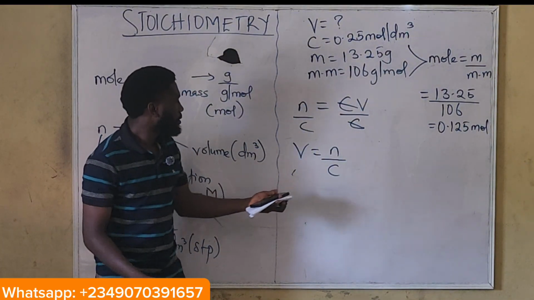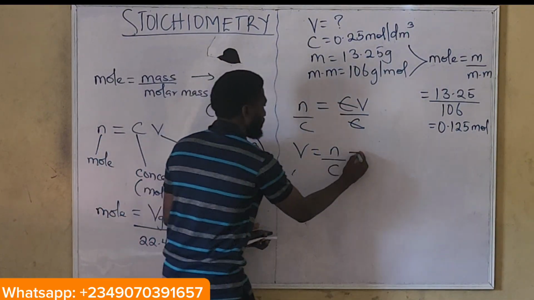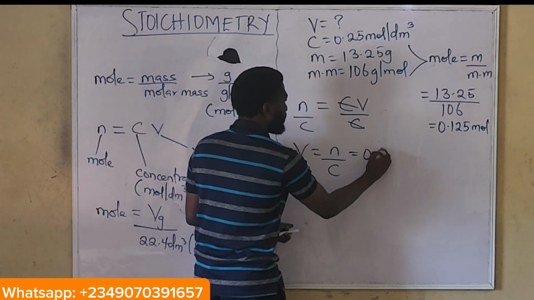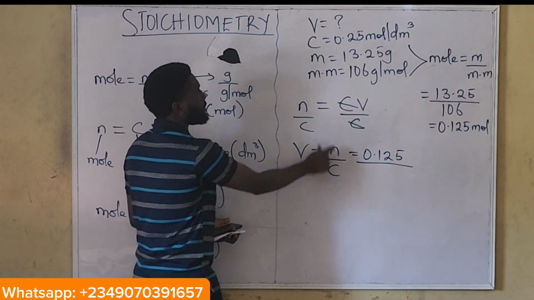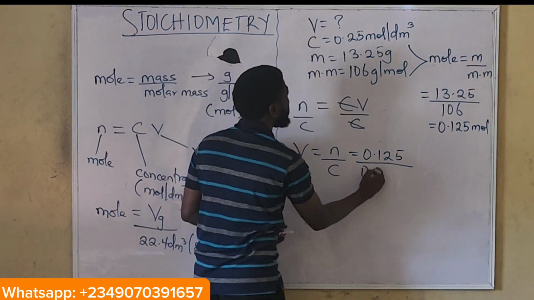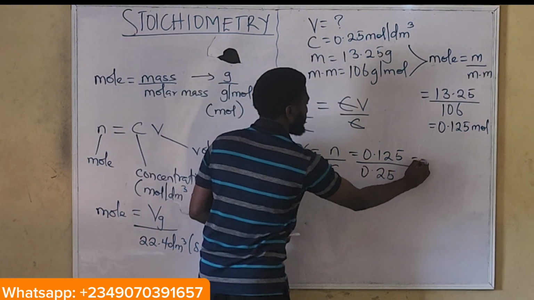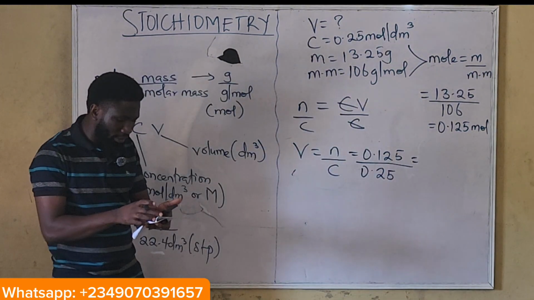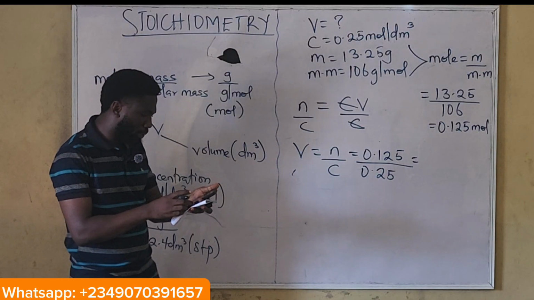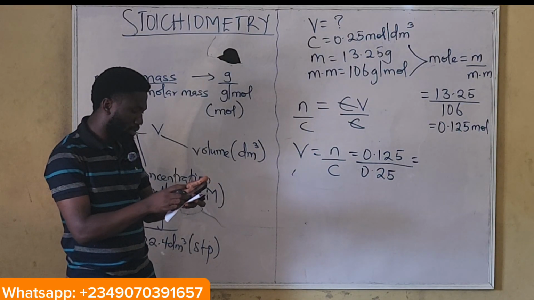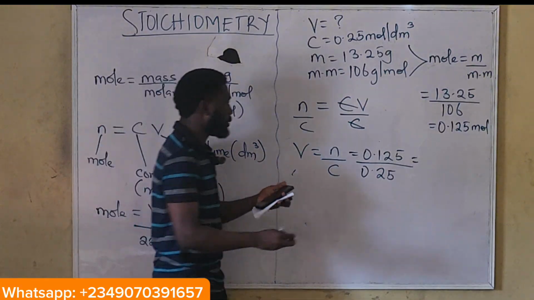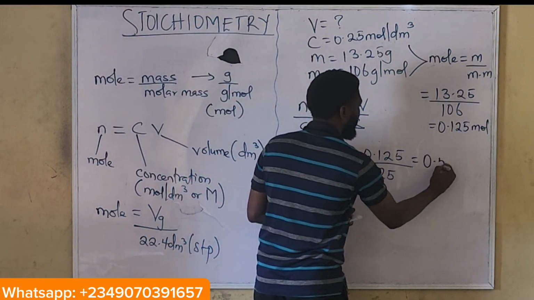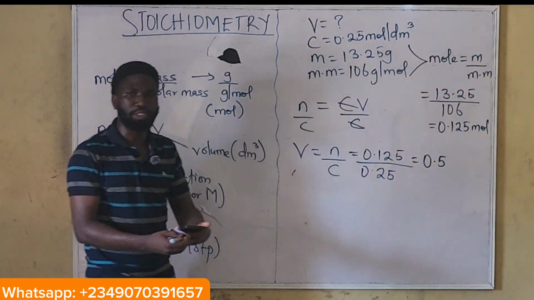So now volume will be the mole, which is 0.125, divided by, what is the concentration? That is 0.25. So let's divide this. We are going to have 0.125 divided by 0.25. So the answer there is 0.5. So that's 0.5. But then what will be the unit?